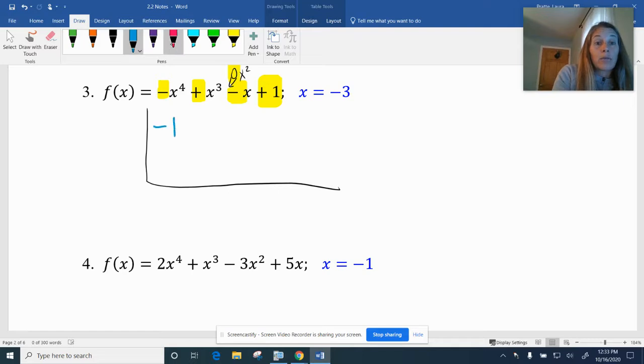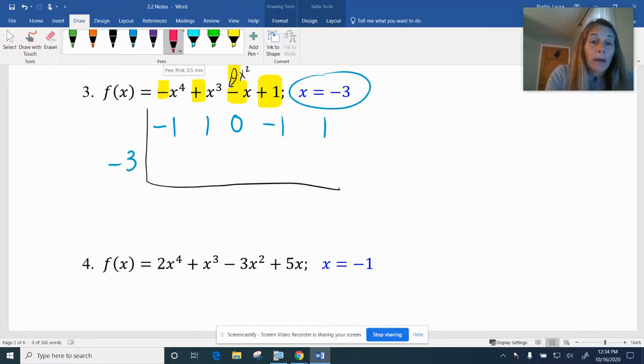So this is a -1 for the x to the 4th, +1 for x cubed, 0 for x squared, -1 for the x, and +1 for the constant. This -3 goes on the outside. Now I start my little pattern, dropping down that -1, multiplying the -1 by the -3 is +3, adding up that next column.